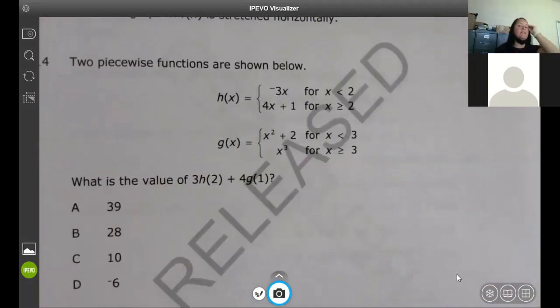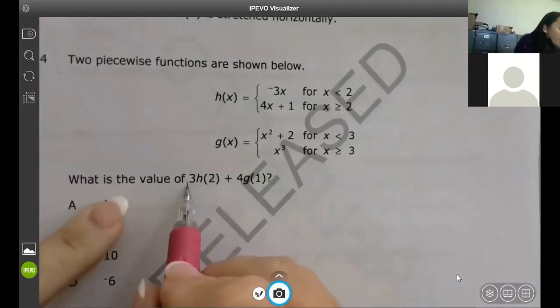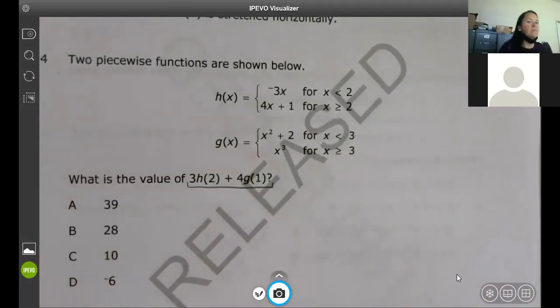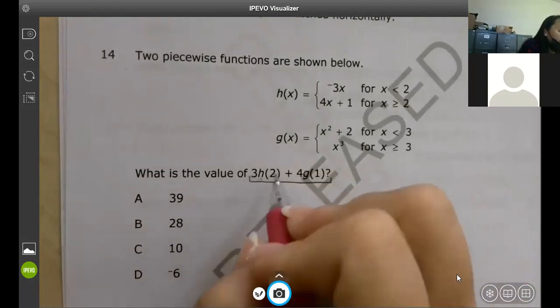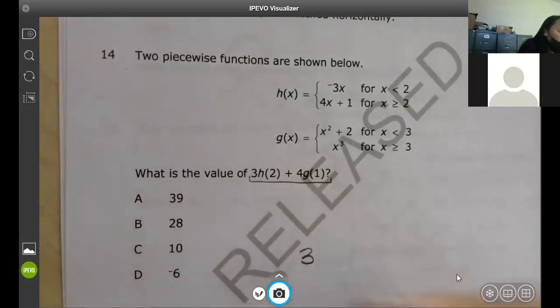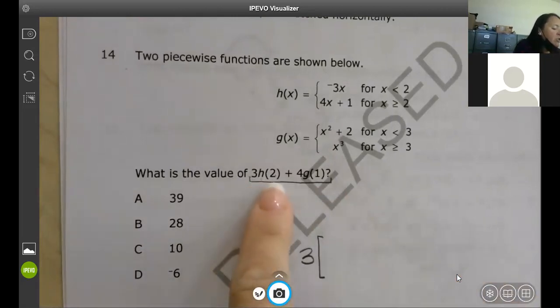All right, so this one is piecewise and they're really easy as well. But you see how they set it up? It's just like that last one. They give you an expression for it. Sorry, we're on number 14. It says 3h of 2. So I'm going to write down my 3 first. And then I'm going to put some brackets because I'm not sure what h is going to entail. But it says h of 2.